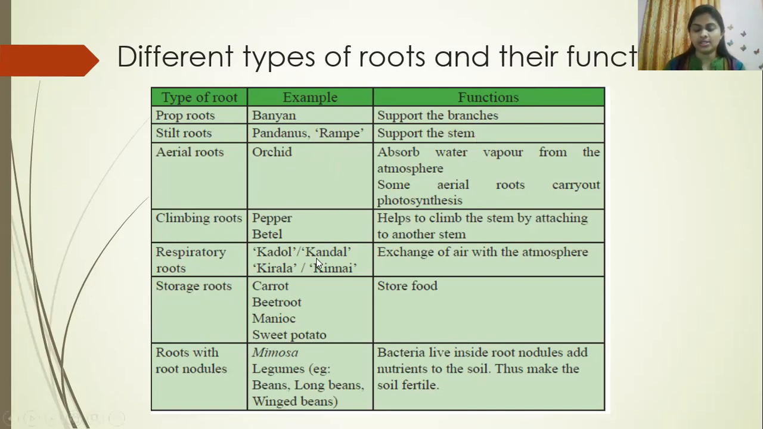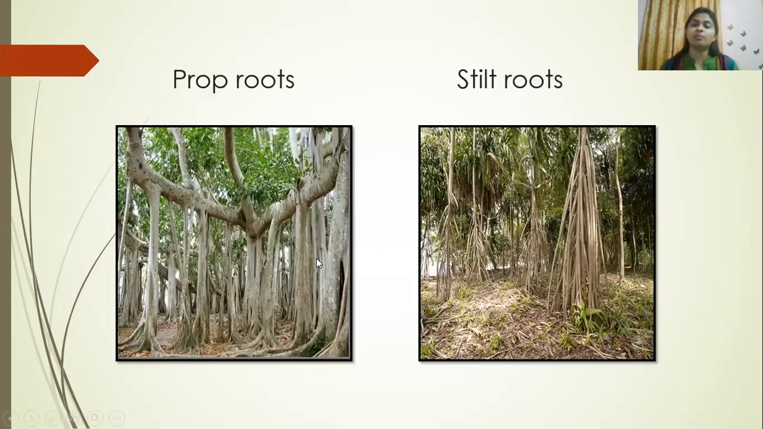Right, look at this. You will see prop roots and stilt roots. Typical plant roots are not like this. They are under the soil. These are some extreme conditions. You can see prop roots here. These are the branches of the banyan tree. Those branches are supported by these roots.